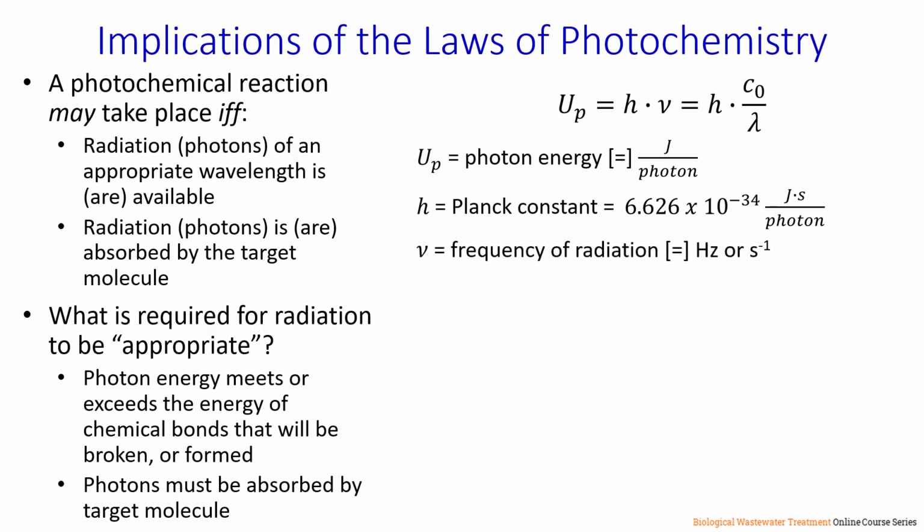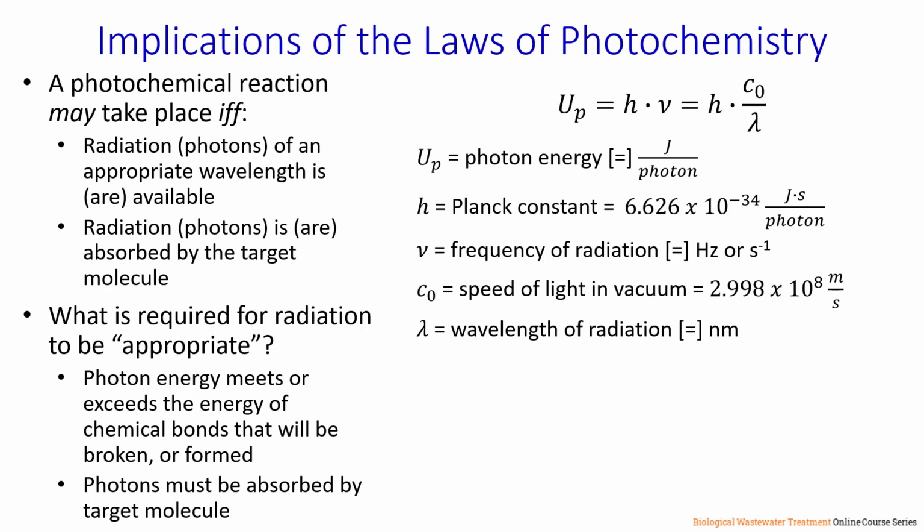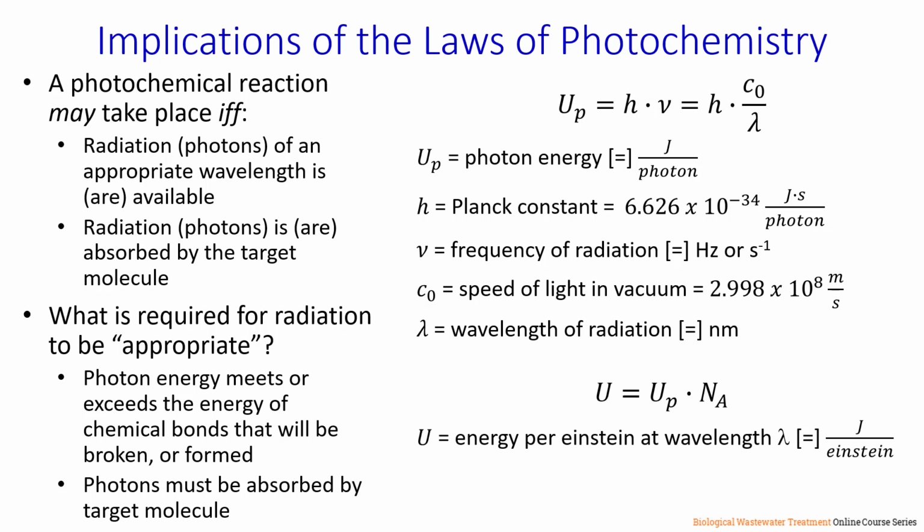But the frequency of radiation can be described by the quotient of the speed of light in a vacuum and the wavelength of radiation. We don't often consider individual photons in processes, much in the same way that we don't often consider individual molecules. So it's useful for us to consider larger groupings of these reactants in the context of photochemical processes. So this relationship is useful that allows us to calculate the energy per Einstein at a given wavelength. And that's described by the product of the photon energy, U sub p, which was defined above, and Avogadro's number.